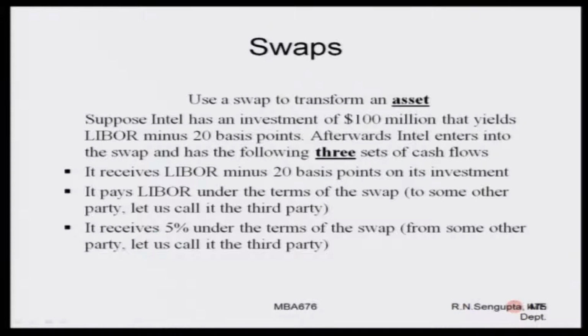Consider Intel, again the same thing. Initially it was only LIBOR minus 20 basis points. Now Intel enters into a swap which has three different components. One is LIBOR minus 20 basis points.